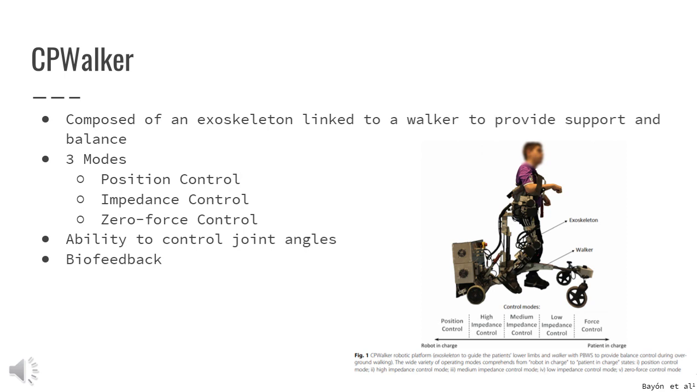As we all know, patients with cerebral palsy tend to have a flexed hip and knee joint. So with the CP Walker, the clinician is able to manually control joint angles in these areas so that we can promote better functioning gait patterns. And lastly, the CP Walker also has a biofeedback strategy, which can motivate the patients to actively correct posture during gait. And this can also be controlled by the clinician as well.